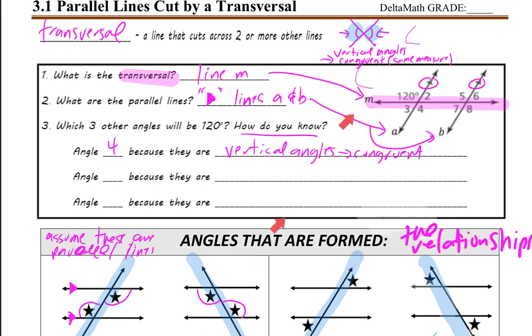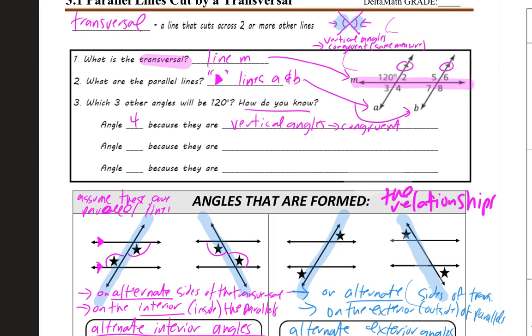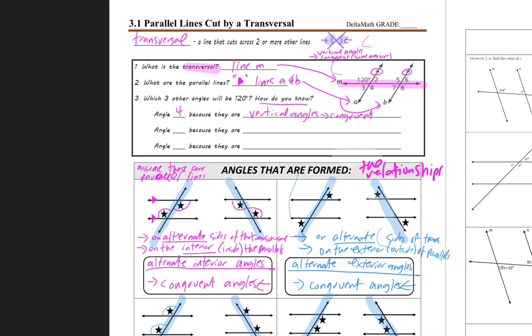These are going to be congruent, right? Alternate interior are congruent. So let's look over here. If 4 is equal to 120, right? The other side of this would be up here. The other side and also on the interior is number 5, right? So number 5, because it's alternate interior with number 4, right?